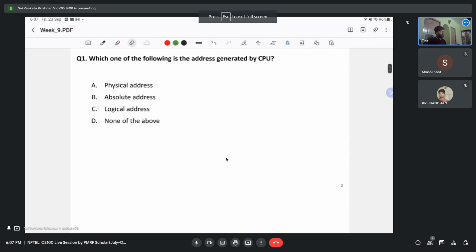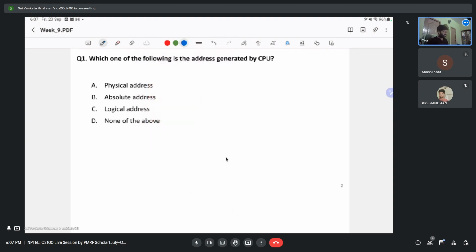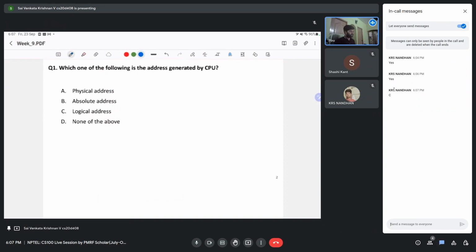Question 1. Which one of the following is the address generated by the CPU? Is it the physical address, absolute address, logical address, or none of the above? C. Logical address. Right. Any other guesses? Okay. So the answer given by Nandan, C, logical address, is the correct answer.